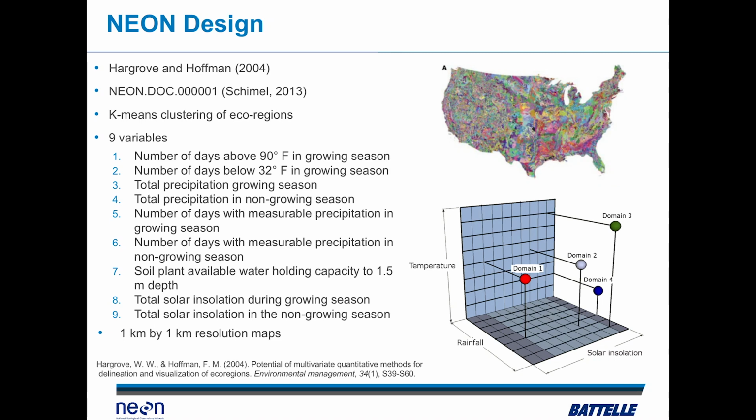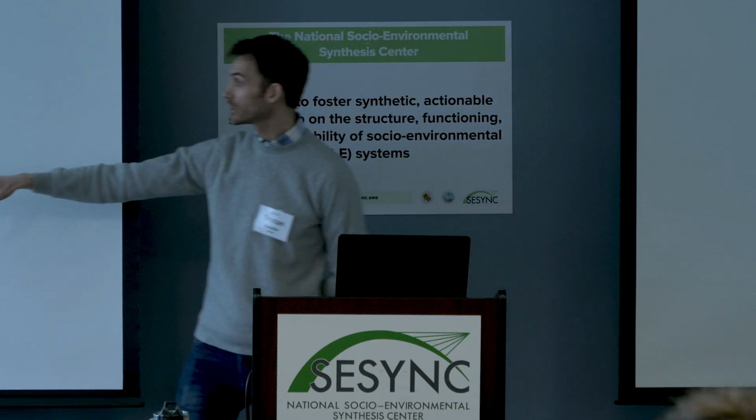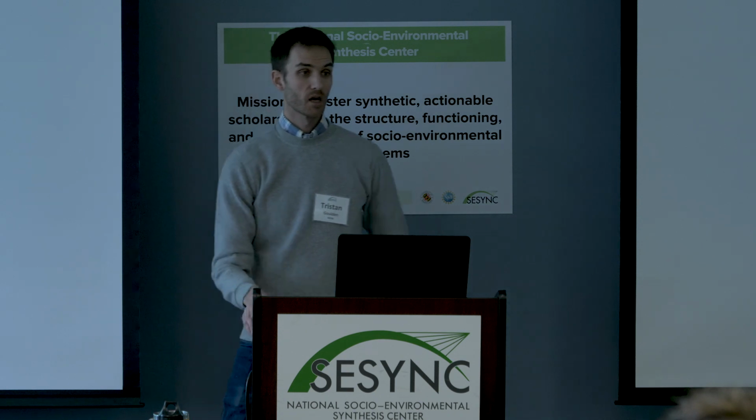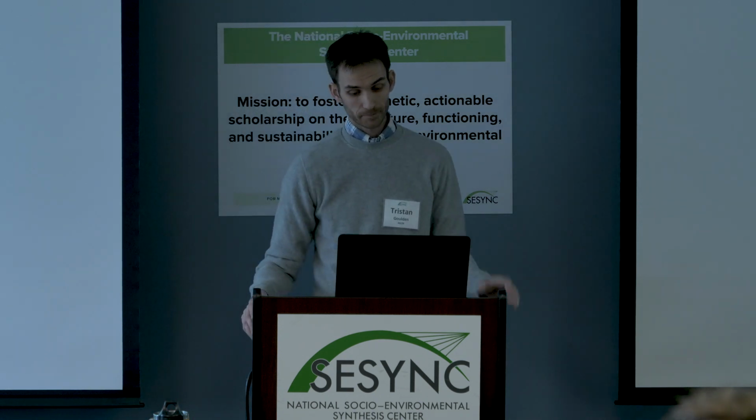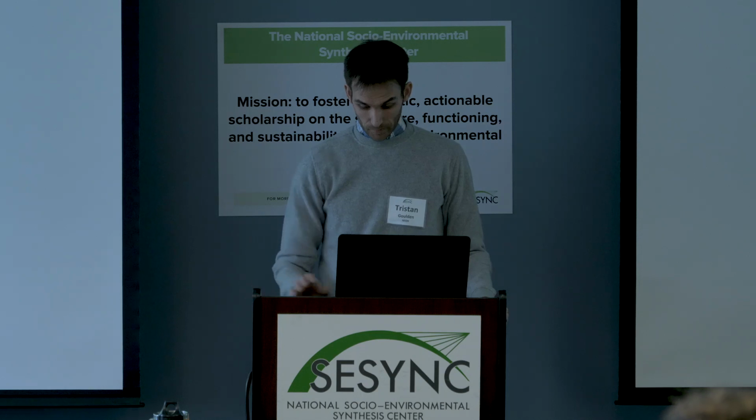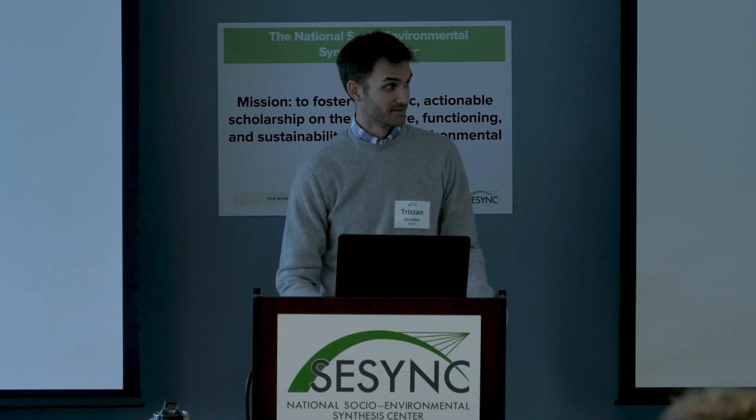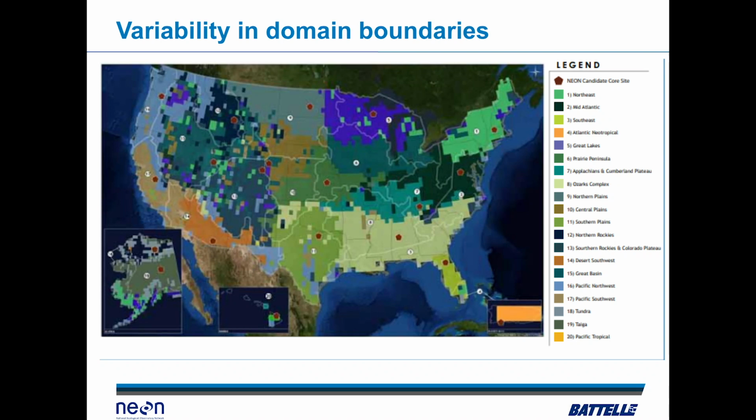And so essentially you go through a process of plotting the different variables, in this case 9-dimensional space, but I have 3-dimensional space shown here. And then you identify representative areas within that data space to identify the different domains, the unique domains within the continental US. And they originally used 1 kilometer by 1 kilometer resolution maps of all those different 9 variables. Any questions on that? Great. It's an imperfect process.